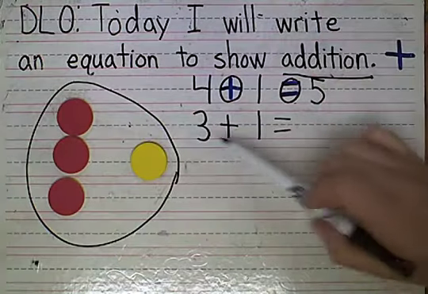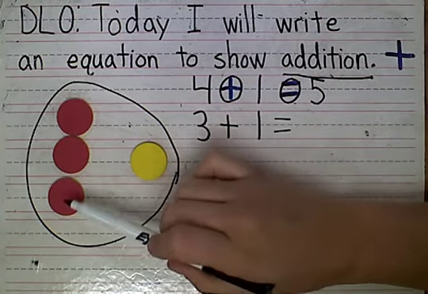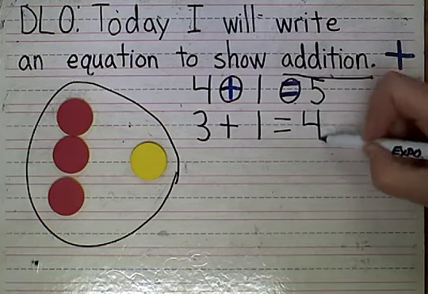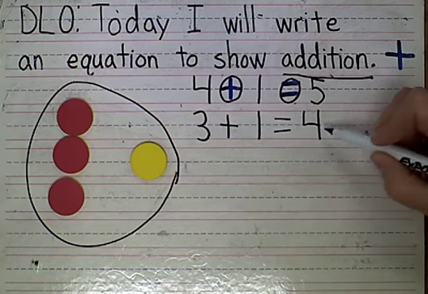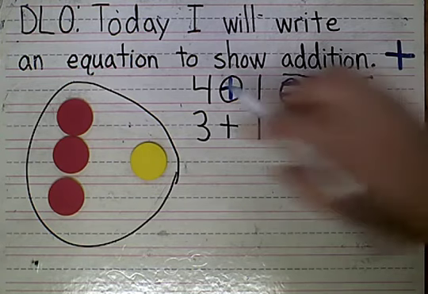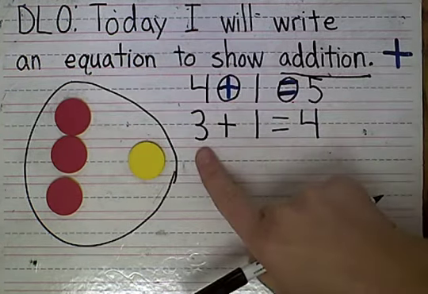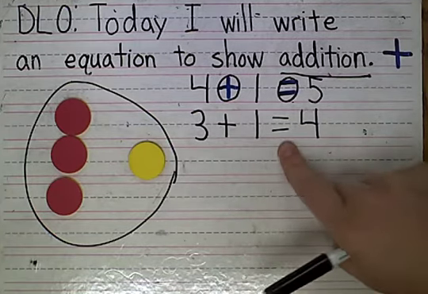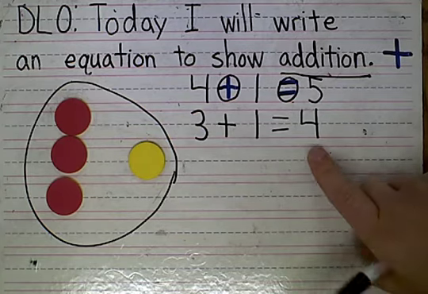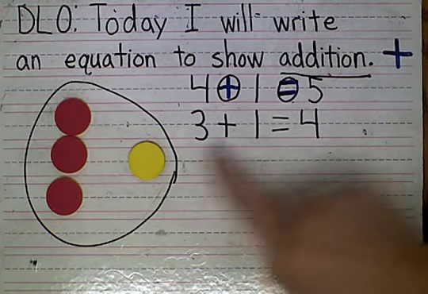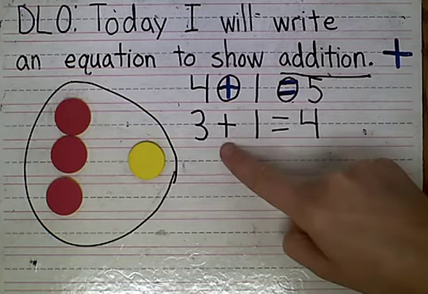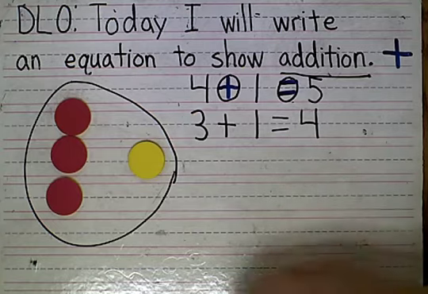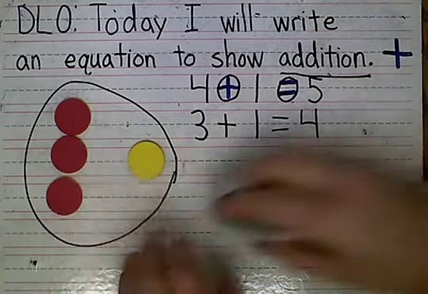We'll count everything. 1, 2, 3, 4. Down, over, down some more. That's the way we make a 4. Now let's read our equation. 3 plus 1 equals 4. I have 3 red. I added plus 1 more. Equals, equal means the same, 4. Good. Let me erase, erase, erase.